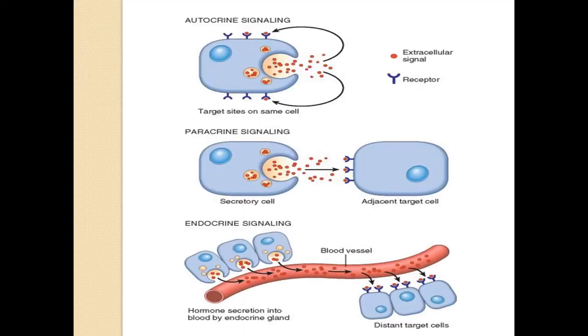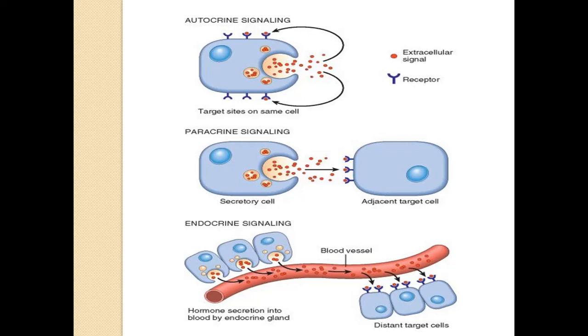Now, cell signaling and cell signaling mechanism. First, what is cell signaling? The binding of a ligand to a cell receptor starts a cascade of events which will lead to expression of certain specific genes. Generally, there are three different modes of cell signaling. These are autocrine, paracrine, and endocrine signaling.